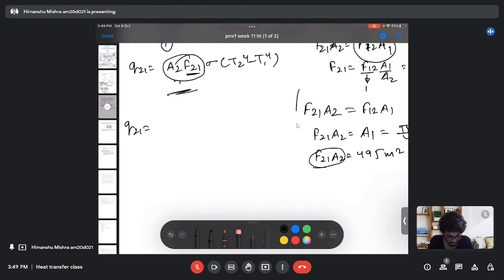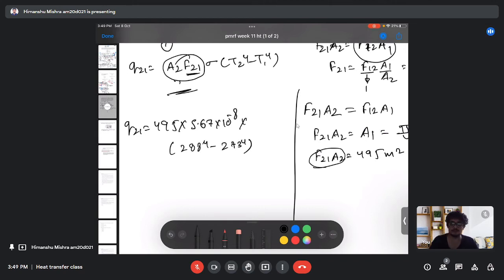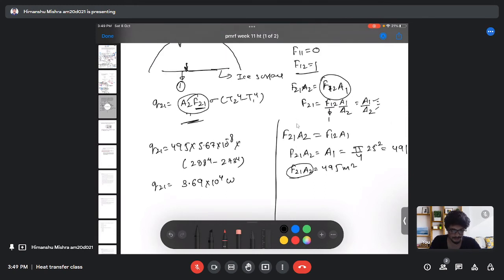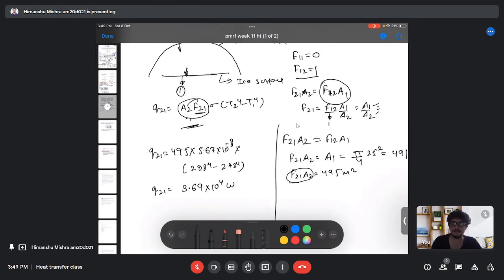So just putting in the value, 495 multiplied by the Stefan-Boltzmann constant. Here we need to write the temperature in Kelvin. So my heat transfer will be 3.69 times 10 to the power 4 watt. So this is a pretty simple question. We just use the symmetry analysis here to find the view factor, and then we find the heat transfer.